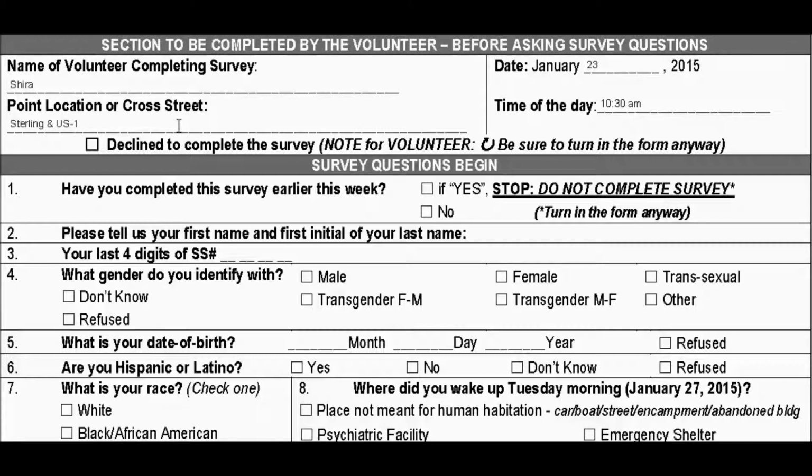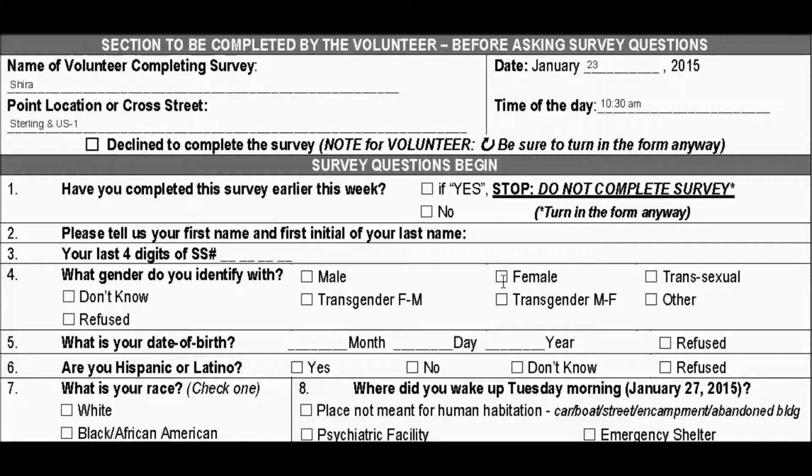If you have approached a person who does not want to participate in the survey, please check the decline box. Although this person has declined to participate, we still would like to have as much information as possible. Please fill out questions 4, 6, and 7 to the best of your ability and turn this survey in with the other surveys that you have completed.